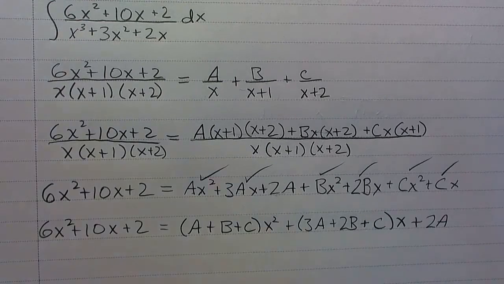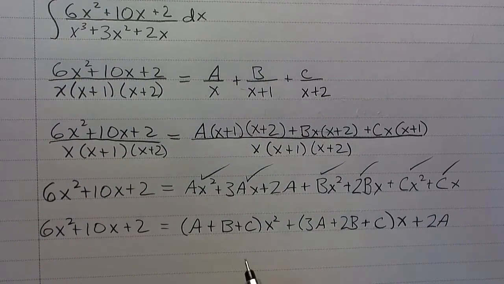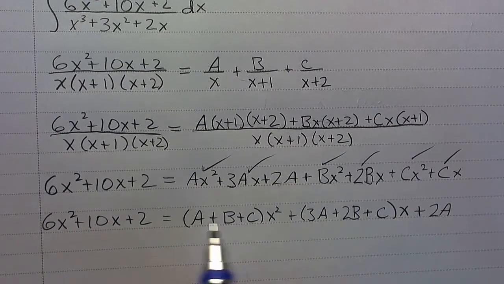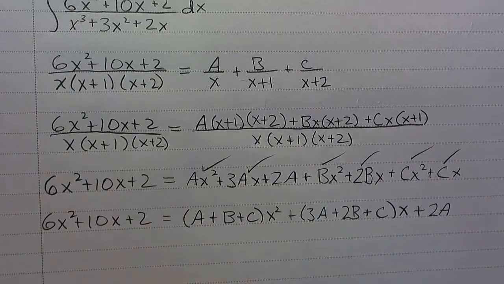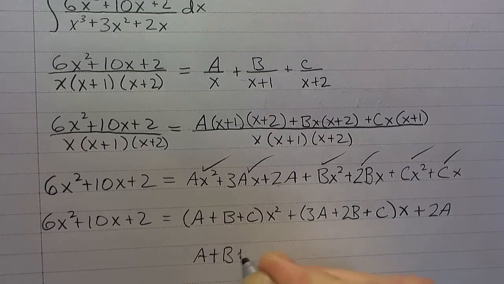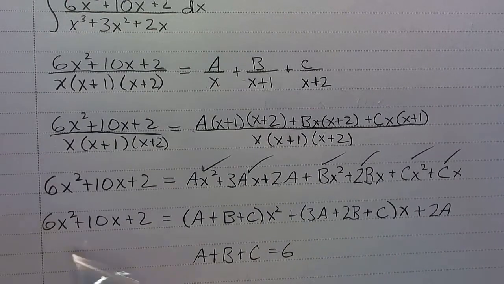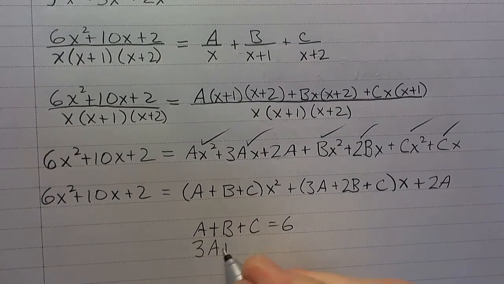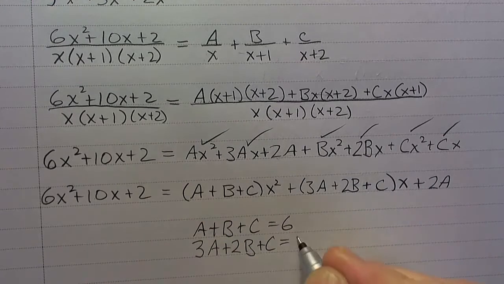Now, we want to equate coefficients. So notice, 6x squared plus 10x plus 2 equals this. Well, if these are equal, then a plus b plus c must equal 6. See, because that's the coefficient of the x squared. Likewise, 3a plus 2b plus c needs to equal 10.